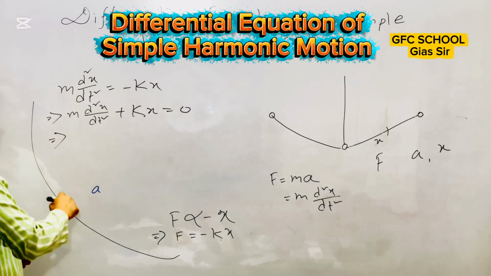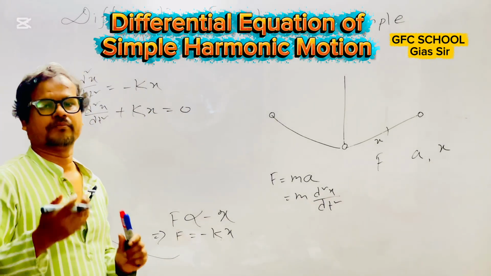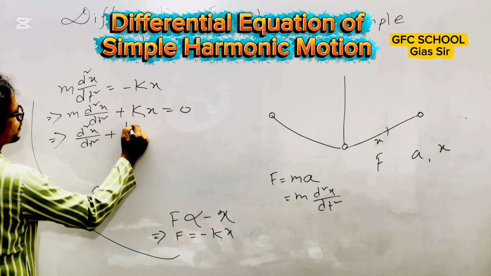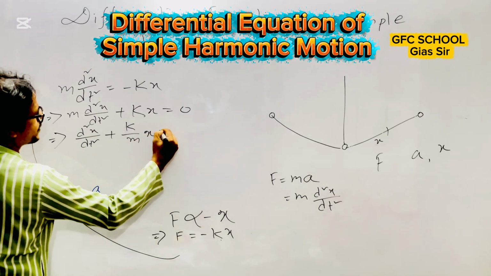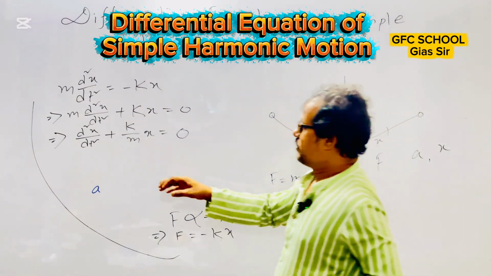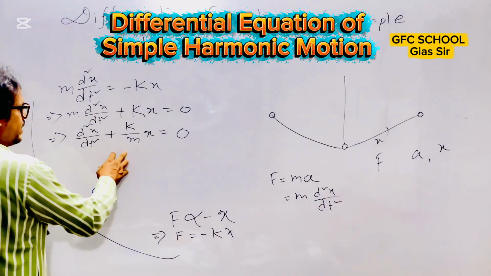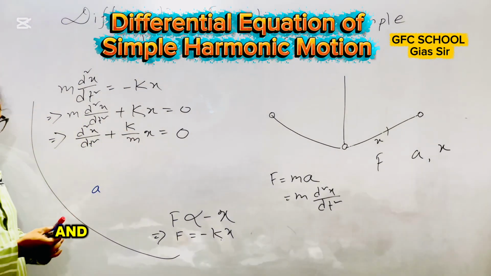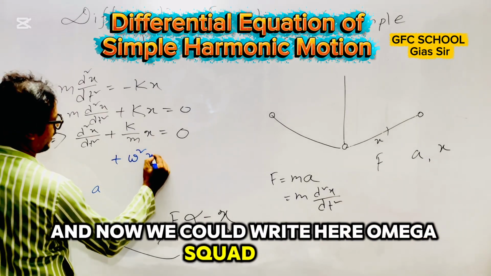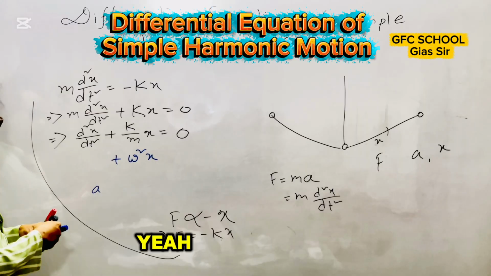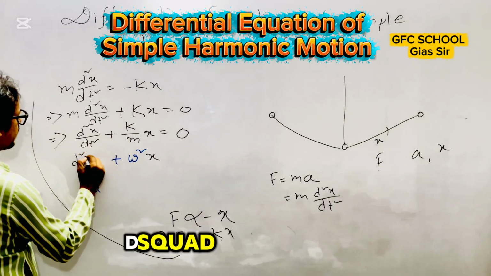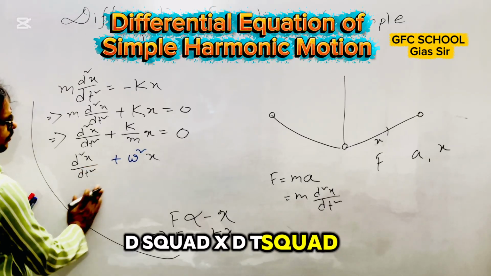Since m is there, we could divide both sides by m. So d squared x by dt squared plus k upon m x equals 0. Guys, here we got d squared x upon dt squared plus k upon m x, and now we could write omega squared x.